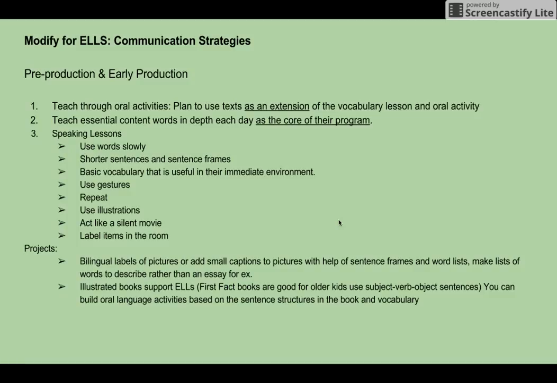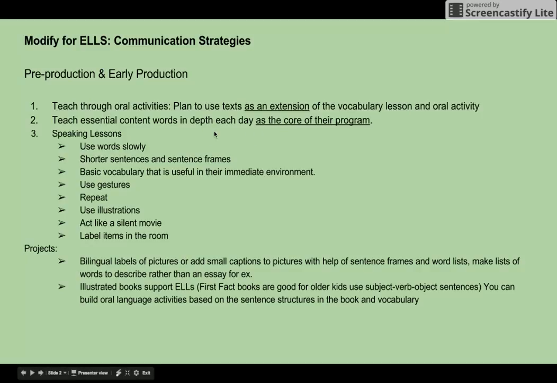Pre-production and early production strategies. Teaching is primarily through oral activities, and texts are an extension of the vocabulary lesson. Teach essential content words in depth, and this is basically your core program. It's just teaching some vocabulary each day.